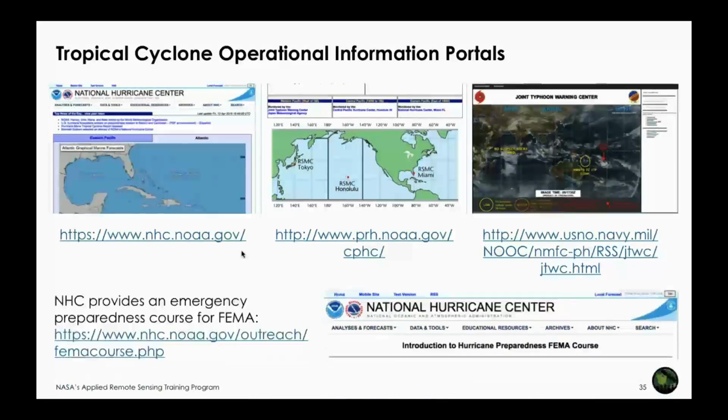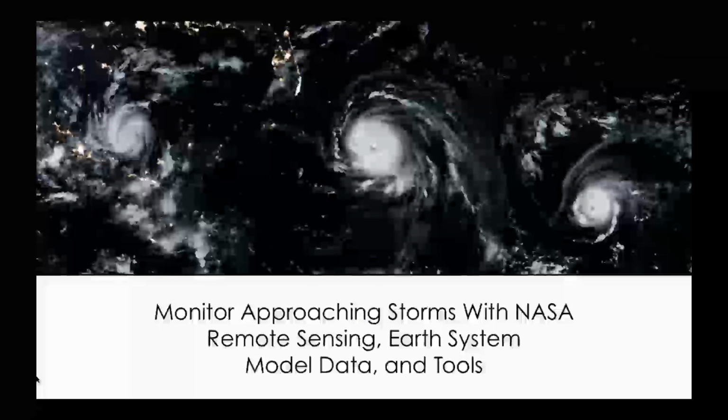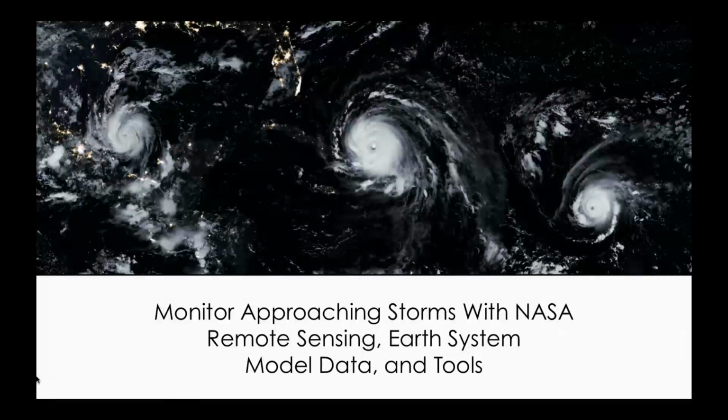One more thing, the National Hurricane Center provides an emergency preparedness course, especially for FEMA members. This is the Federal Emergency Management Agency. And here is the link you can visit if you like. This training focuses on National Hurricane Center resources. What we are going to look at here for preparedness is how we can use NASA remote sensing data.